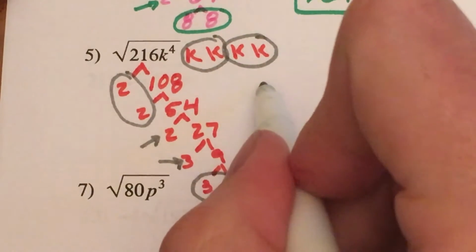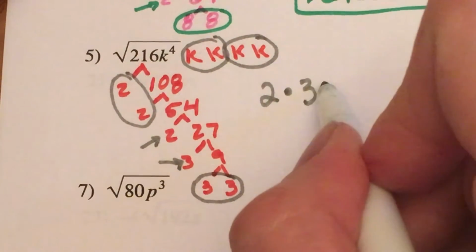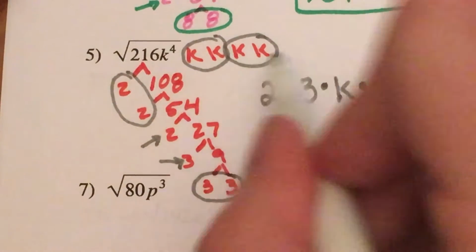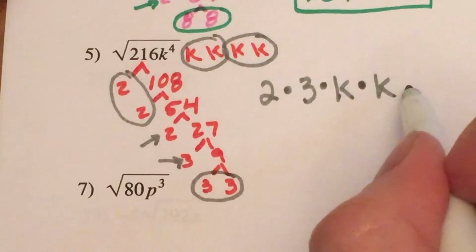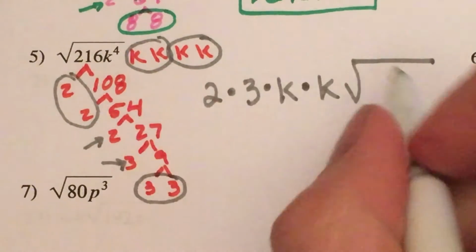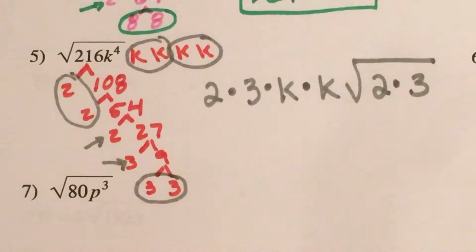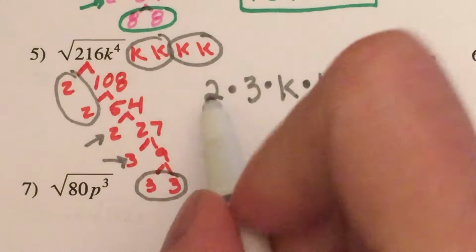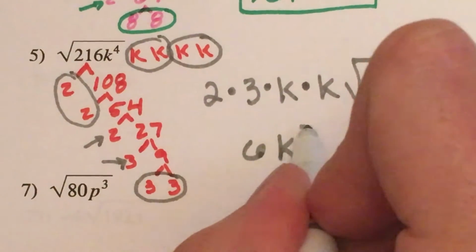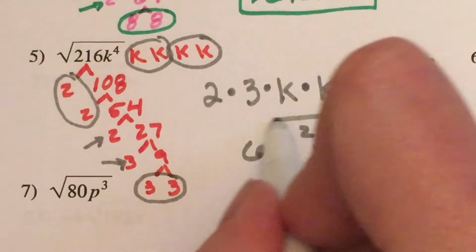Take a representative of my 2's times a representative of my 3's times a representative of that bundle of k's. Leftovers go back in the fridge. I have a leftover 2 times a leftover 3. All right, let's clean this up. 2 times 3 times k, 6k squared, square root of 6.